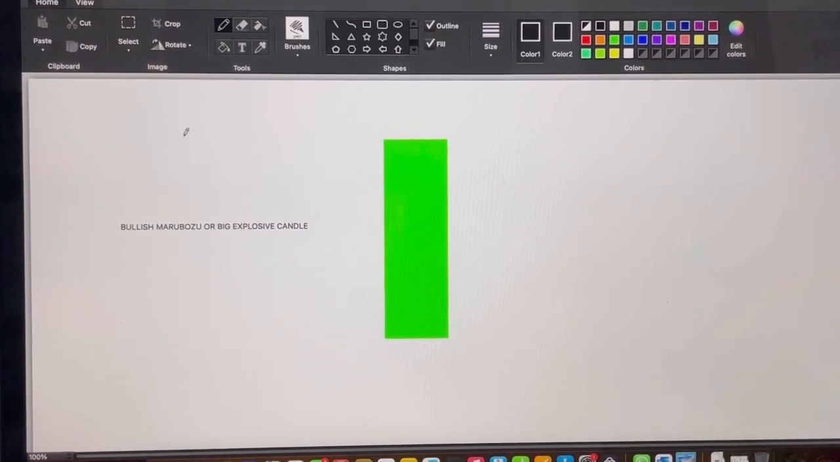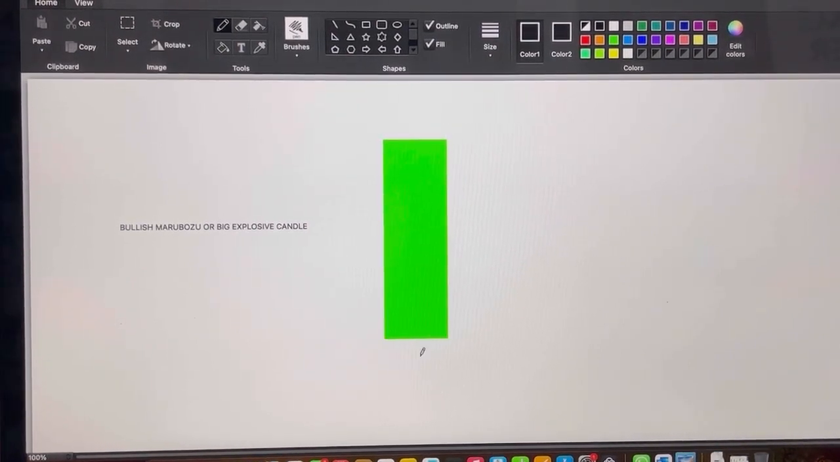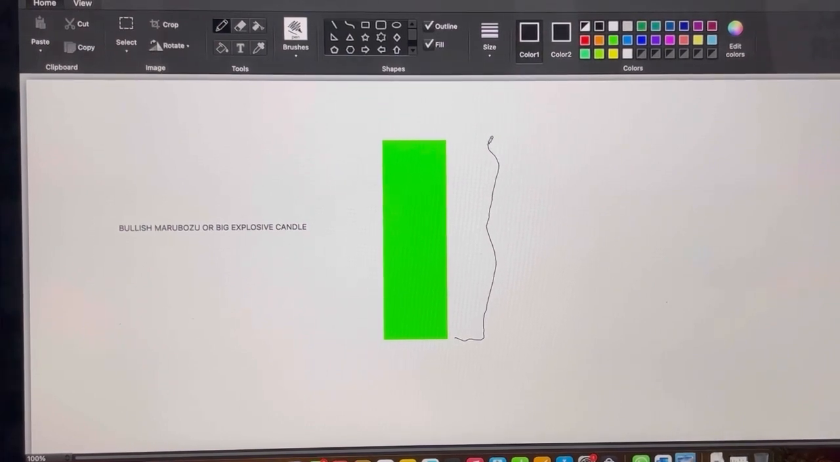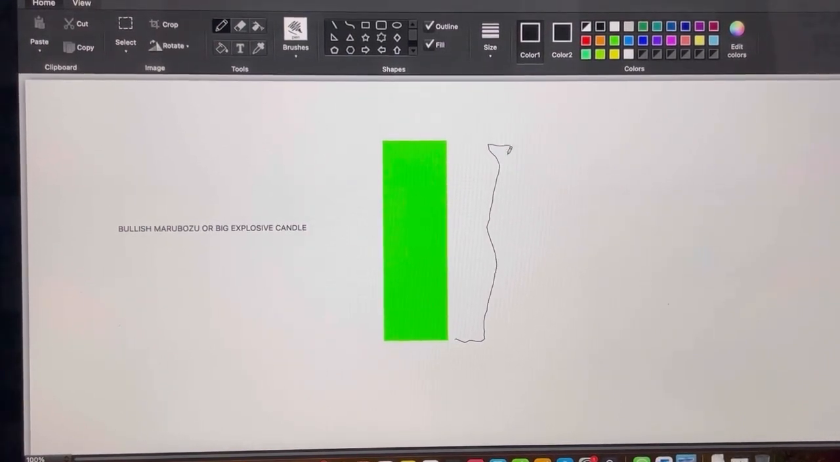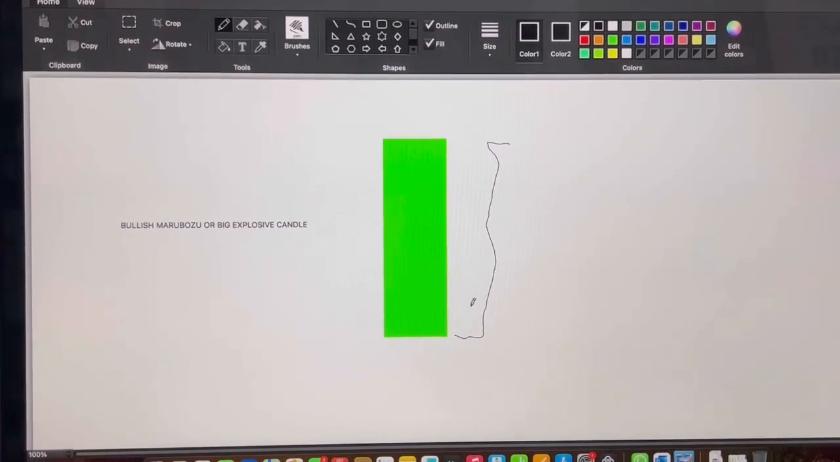So guys, the first candle is the bullish Marubozu, or the big explosive candle. This candle completely shows that it is under the control of buyers, where we can observe that the price has opened here and gone way up without any distraction or any downward movement, with no wicks like this. Without any wick, it is completely under the control of the buyers.